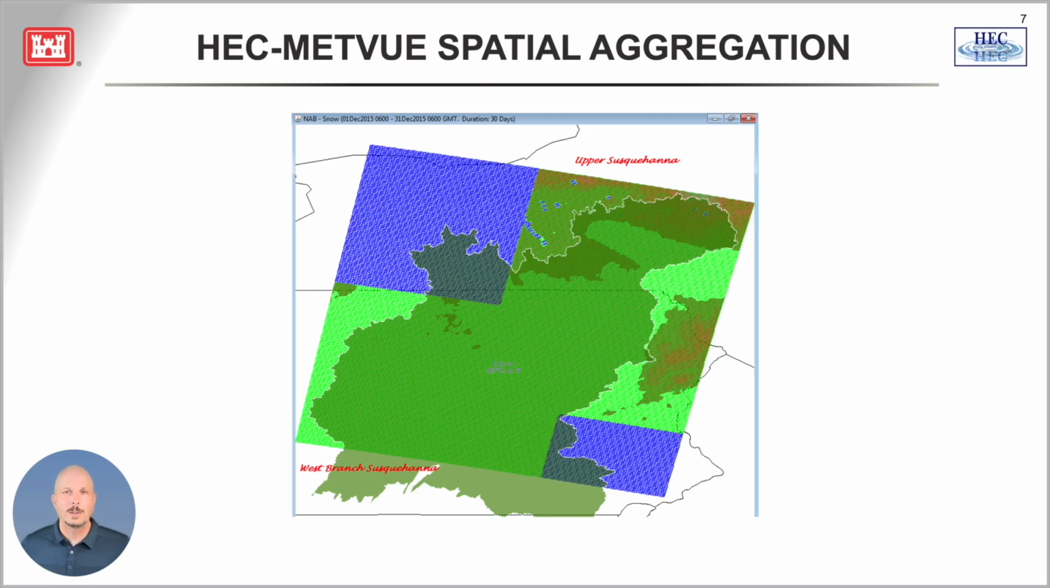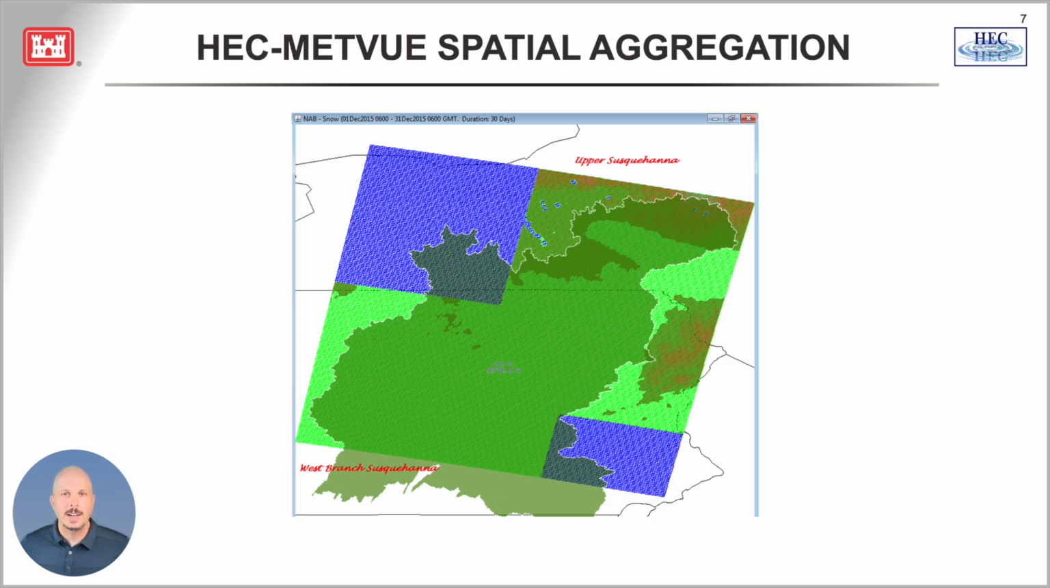Spatial aggregation of gridded datasets is another capability in HEC-MetVue. For example, if there happens to be different sources of datasets that cover different parts of an area of interest, the MetVue reader has an option to combine the grid sets both temporally and spatially at the same time.